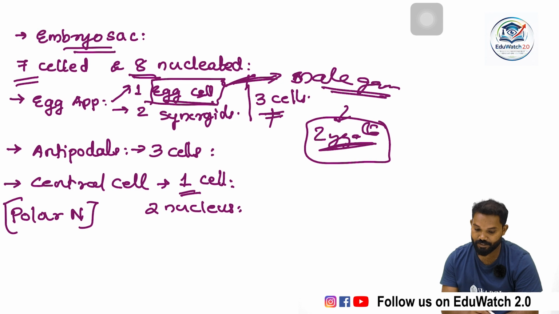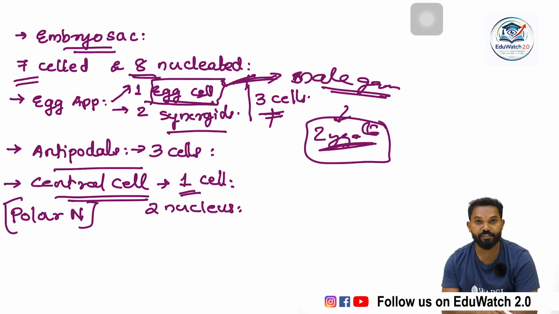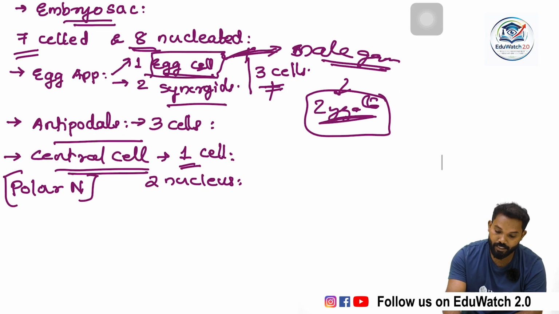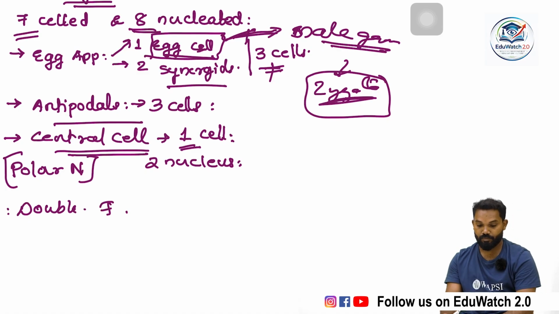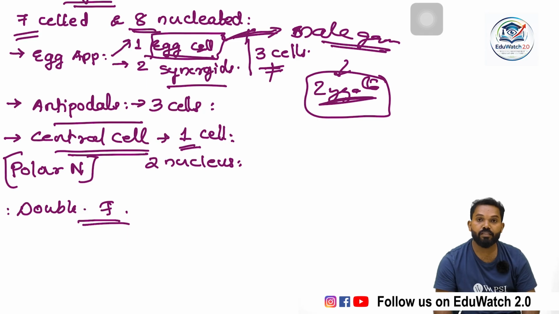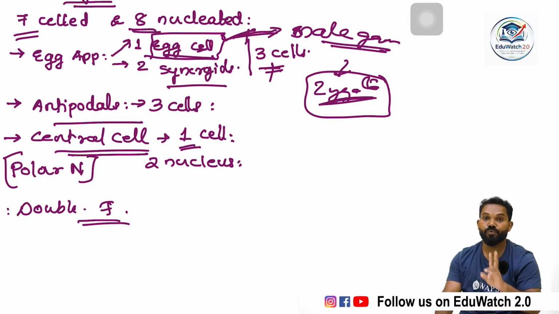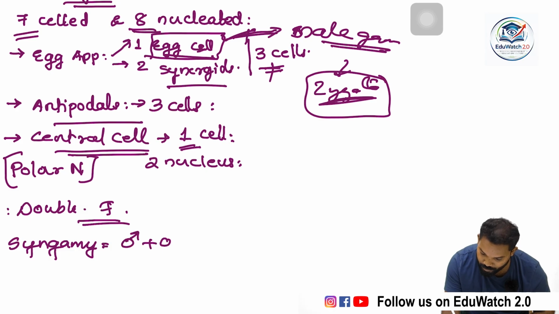Except these egg cells, there are 2 synergids, 3 antipodals, then 1 central cell. The main characteristic of angiosperms is double fertilization. Double fertilization means there are 2 fusions or 2 fertilizations. One fertilization is known as syngamy, that is the fusion of the male gamete with the female gamete, the egg cell.